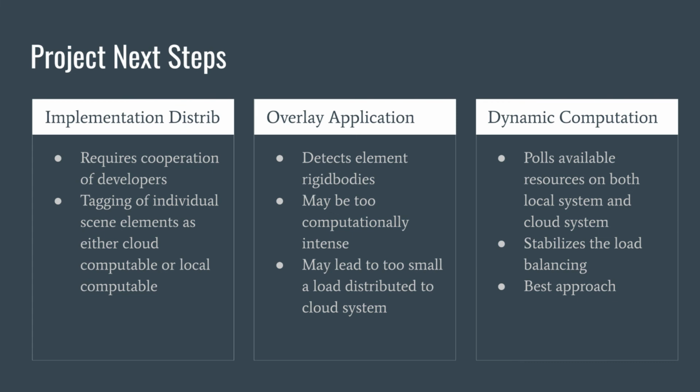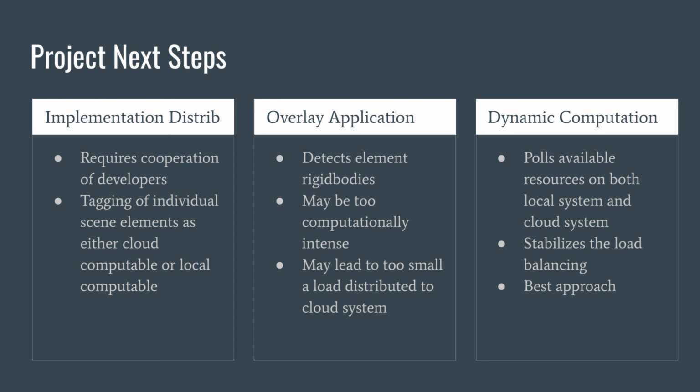This brings us to the third, the most complicated, but likely most effective approach, which is to do computations dynamically. Computations could be split in a far more dynamic way by polling the available resources on the local system. If the local system is having difficulties keeping up with the renders, begin offloading scene elements to the cloud system until the system stabilizes. This method is far superior to the other 2, as it requires no cooperation of developers and limits traffic over the network. All 3 of the proposed methods need to be explored further.